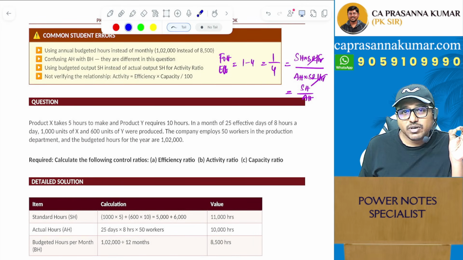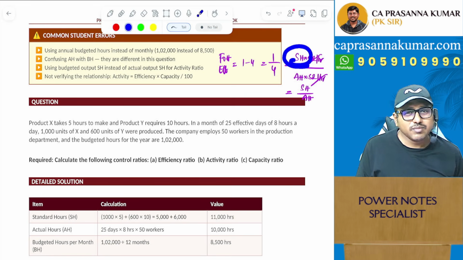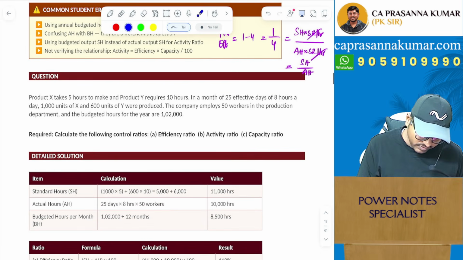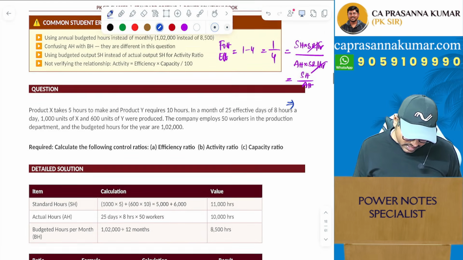So if you could remember fixed overhead variances, automatically all these ratios you will remember. SH is nothing but standard hours for actual output. AH is nothing but actual hours for actual output. Overhead efficiency is gone. Now tell me, SH by AH. What is standard hours?